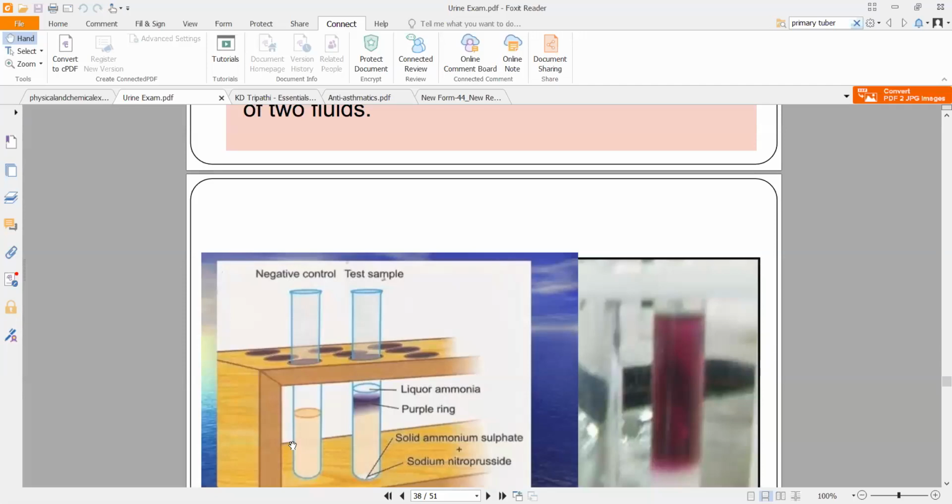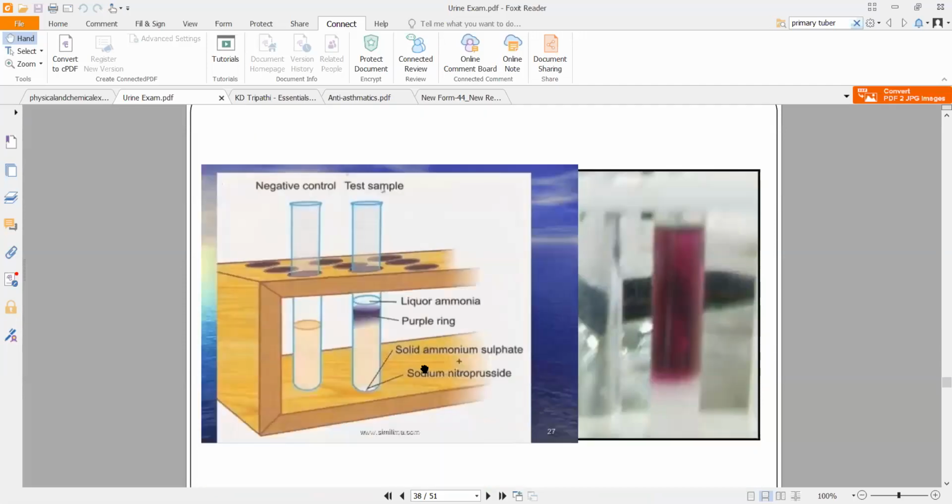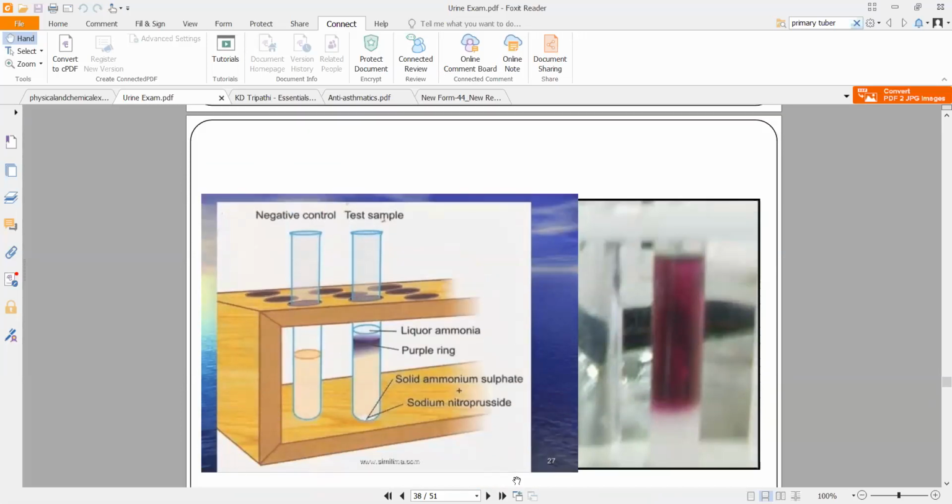What will happen after this is that sodium ammonium sulfate, solid ammonium sulfate and sodium nitroprusside, both of them will precipitate and go down. You will get a purple ring on top and you will have liquor ammonia. So basically ammonia will be left on top. In between these two layers, you'll be left with a purple ring. If you want to see a better image, it looks like this. So it will look like this basically.